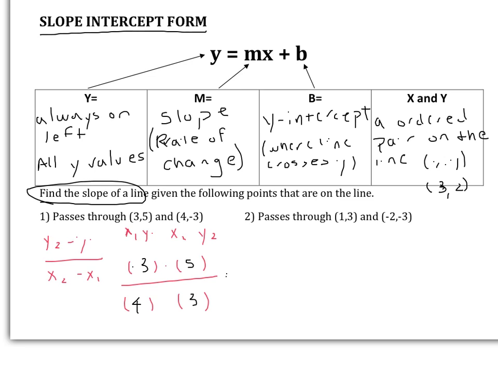-3 minus 5 is -8. Oops, I forgot to put a minus here. And 4 minus 3 is 1. If I simplify that, for this first one, you should have had that m equals -8. For number 2, I'm not going to go through how to set it up, but you should have had that m equals 2.